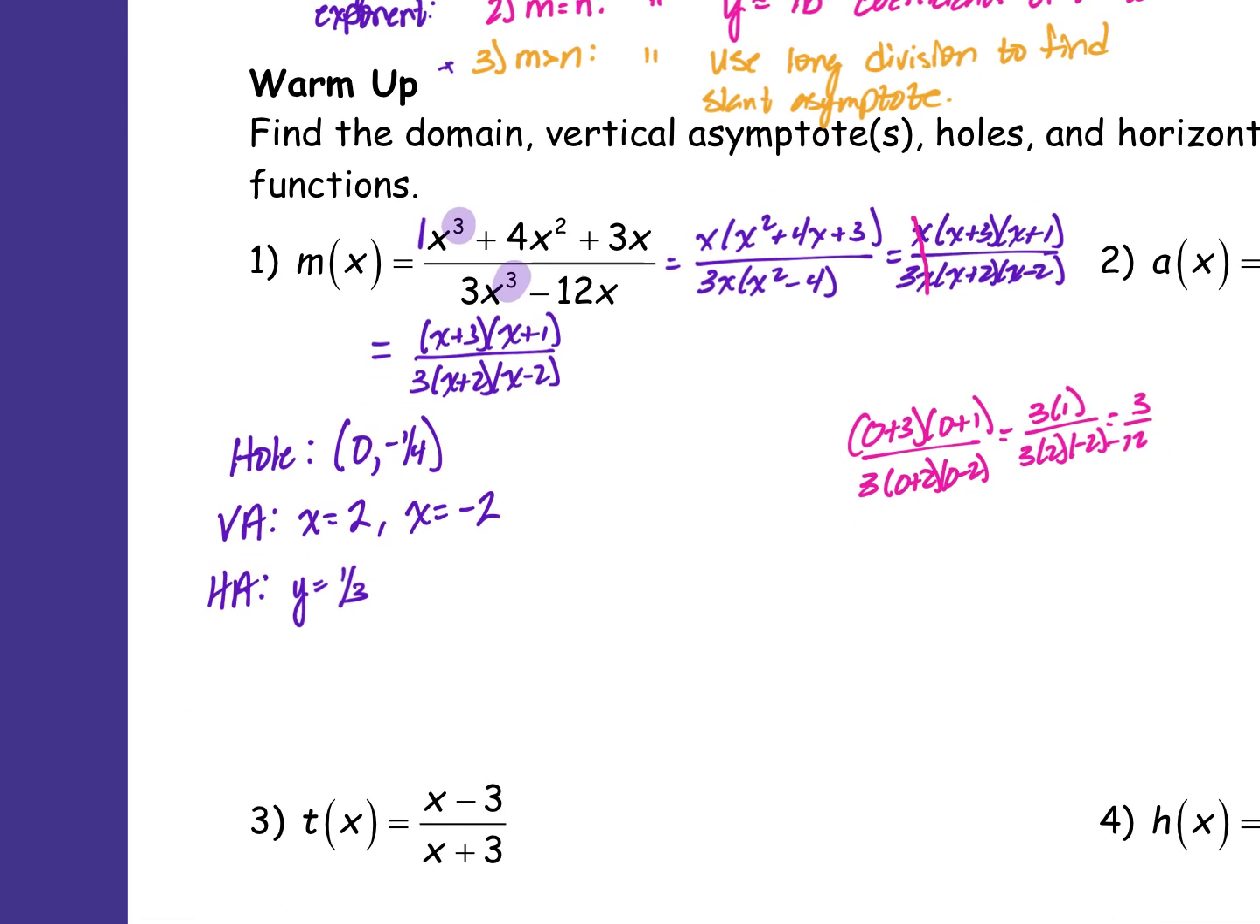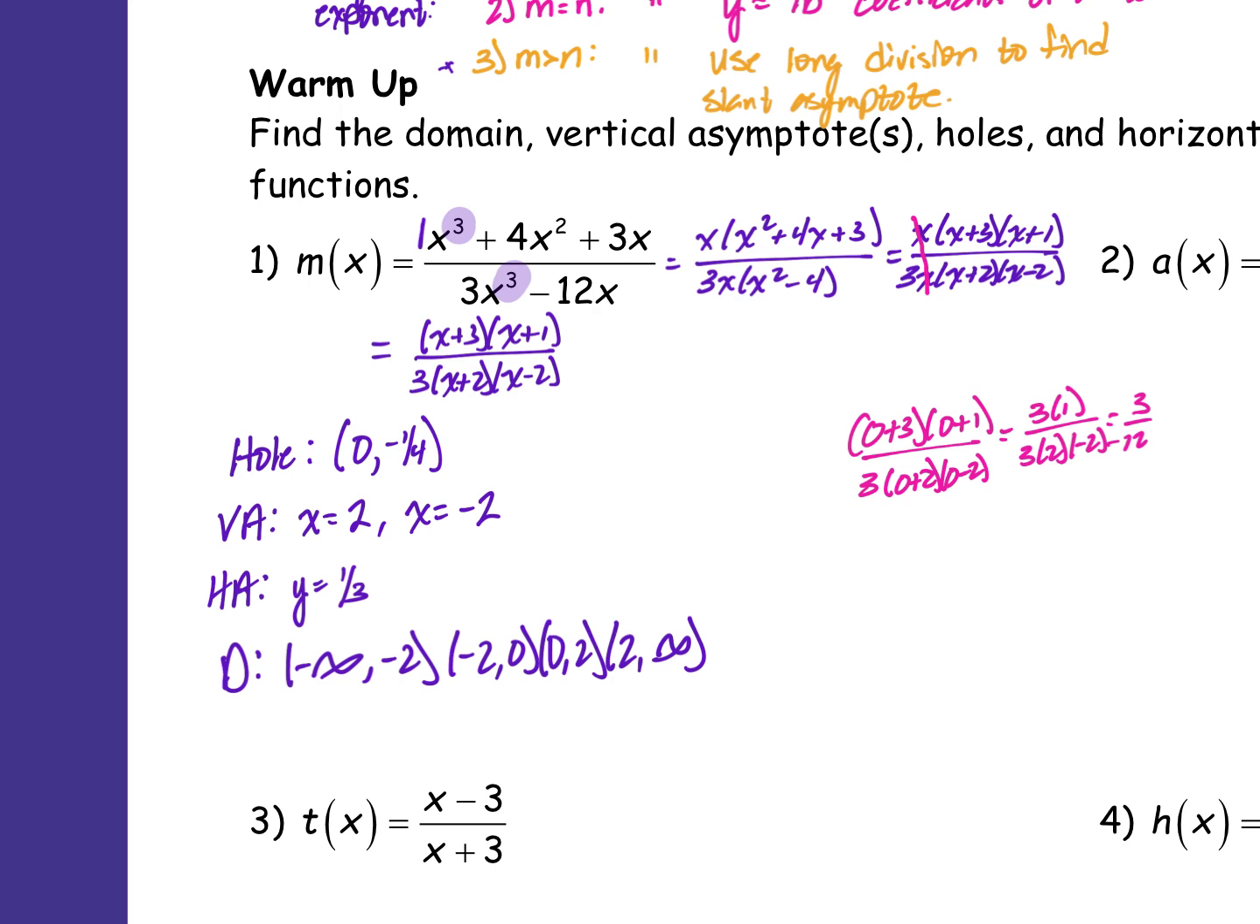And then we need to do the domain on this. So I have a hole and I have my vertical asymptotes. That means I'm going to go from negative infinity to negative 2, and then negative 2 to 0, and 0 to 2, and 2 to infinity. I think that's all the stops: negative 2, 0, and 2. Yeah, that's it. Anywhere I have a vertical asymptote or a hole, I've got to make that a stop in my domain.